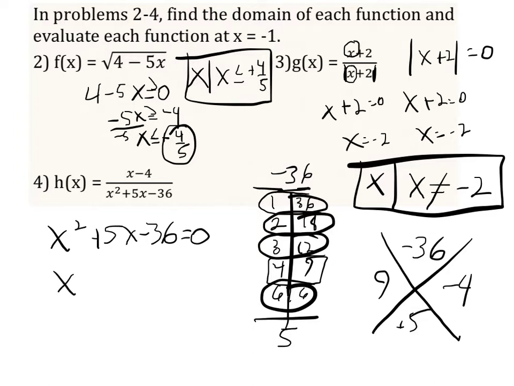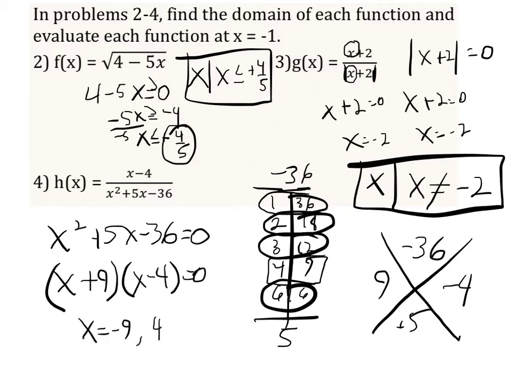So we have x plus 9 and x minus 4 equals 0. So then x equals negative 9, comma 4. So really what that means is x can't equal those numbers then in our domain. So we have all x's provided that x doesn't equal negative 9 or 4.